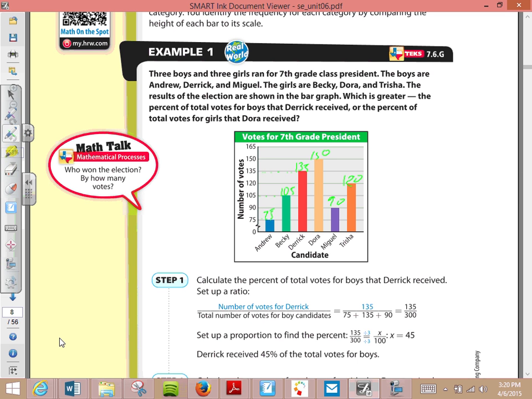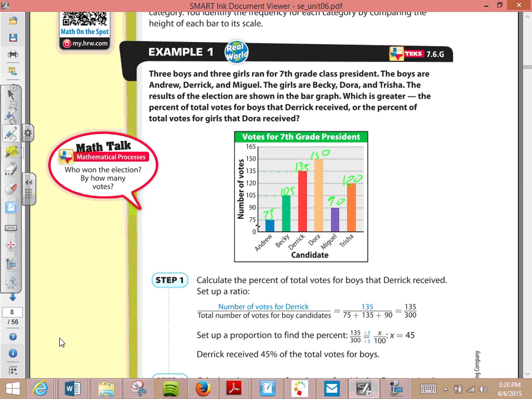All right, so 3 boys and 3 girls ran for 7th grade class president. The boys are Andrew, Derek, and Miguel. The girls are Becky, Dora, and Trisha. The results of the election are shown in the bar graph. Which is greater? This is the question. The percent of total votes for boys that Derek received, or the percent of total votes for girls that Dora received.